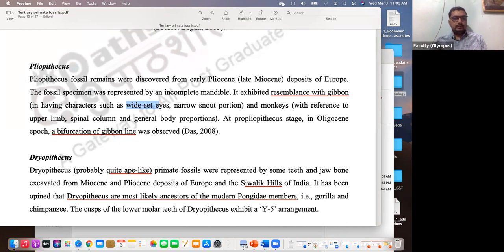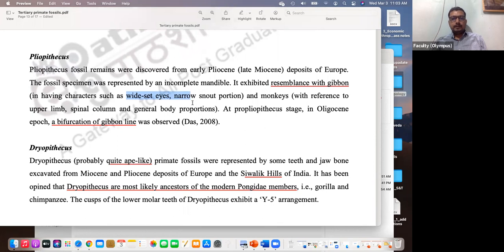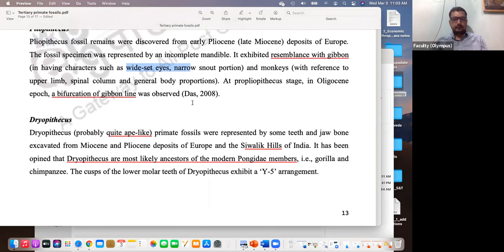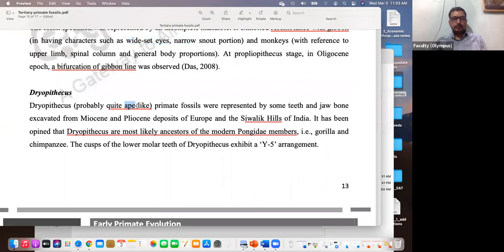So they found Pliopithecus fossils here, which have resemblance to gibbon-like features like wide set eyes and a narrow snout. And then they found Dryopithecus, ape-like primates. What they found were mostly some teeth and jaw bones during the excavations. Some of these Dryopithecus fossils were found in Europe as well as in the Shivalik hills of India.